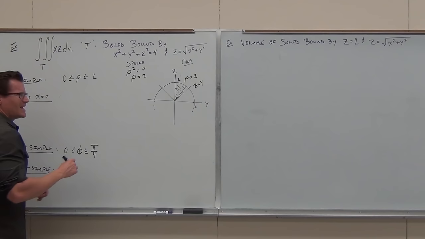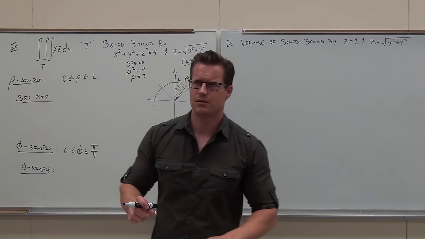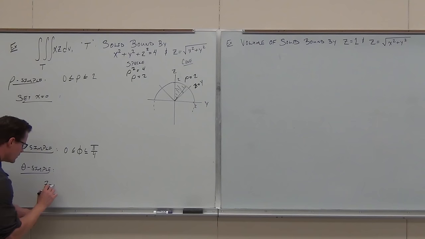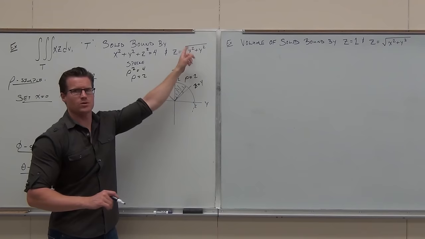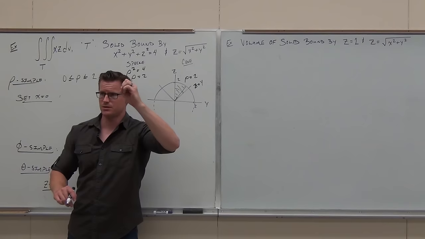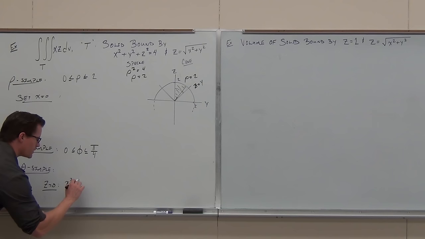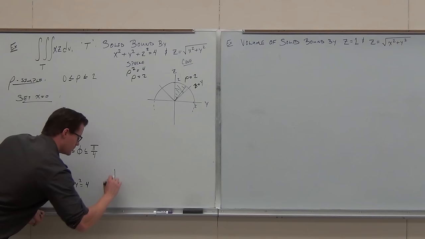How about the theta? What would you do for the theta here? Set z equals 0. If we set z equal to 0 here, we get x squared plus y squared equals 0. We basically get the origin. That's not helping us here. If we set z equal to 0 here, we get x squared plus y squared equals 4, a really nice picture that tells us we have a radius of 2.